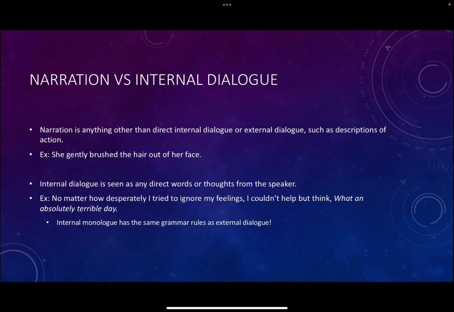Further, internal monologue has the same grammar rules as external dialogue, with the only difference being that it's in italics. If there is a quote within the internal monologue, there are still no quotes. Instead, the italics return to normal font for a temporary amount of time.